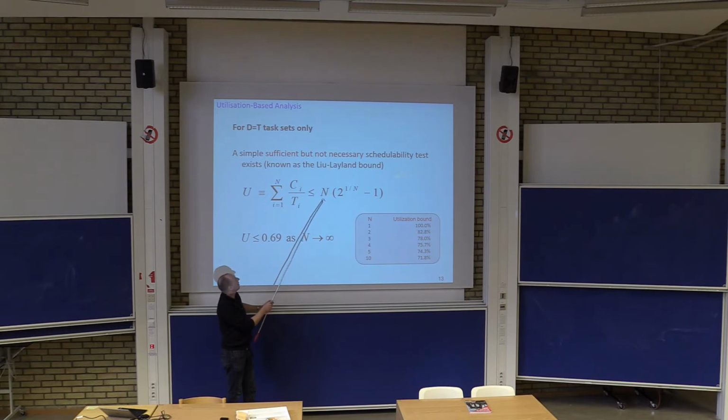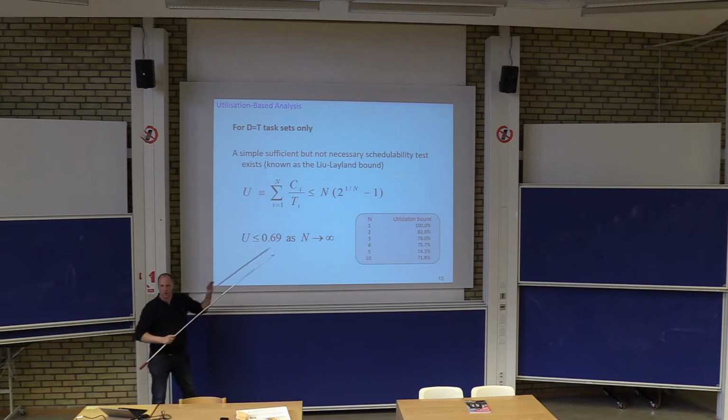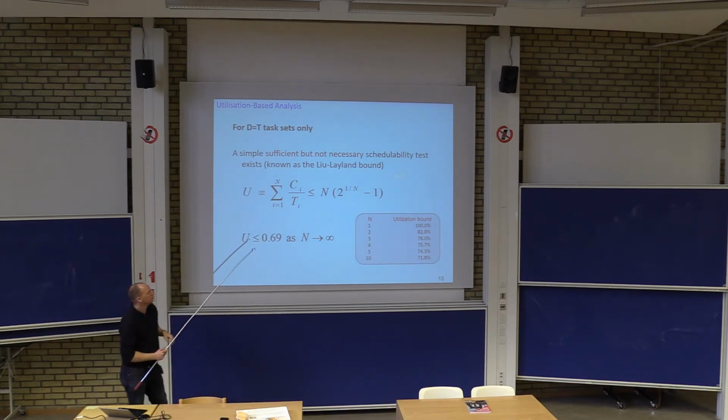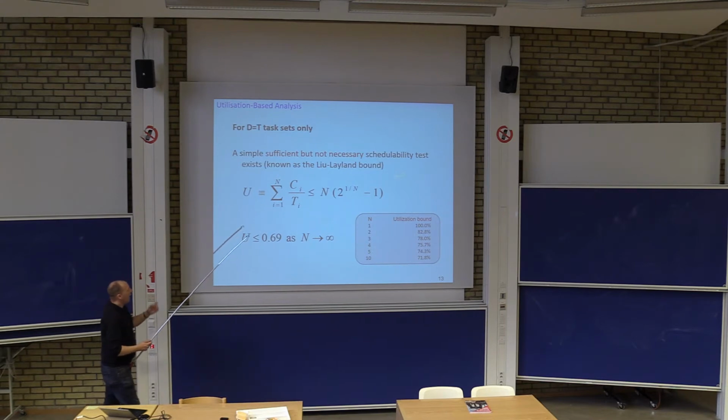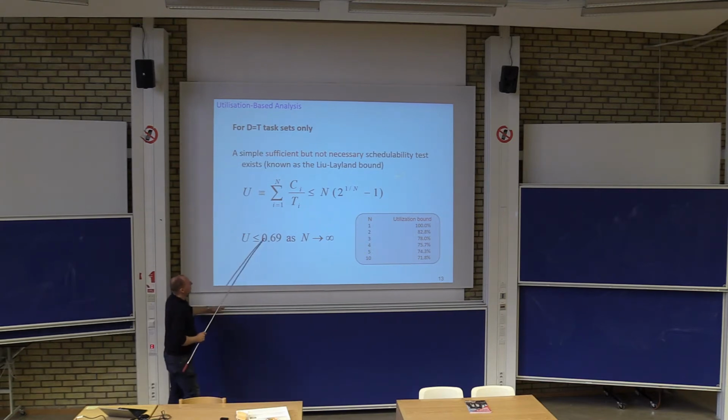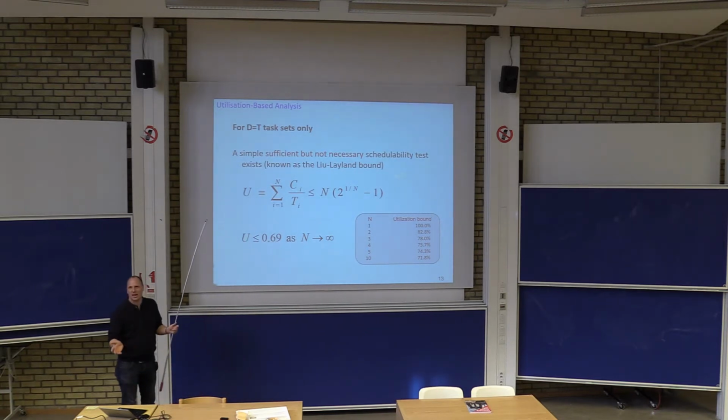So if the utilization is less than this, you will meet your deadlines under the assumption that there are no locks between the different tasks. And this 0.69 or 69% means that if the total utilization is always less than 69%, then no matter how many tasks you have, you will always meet your deadlines under the assumptions just stated.